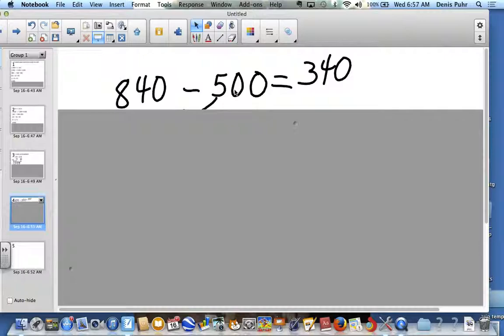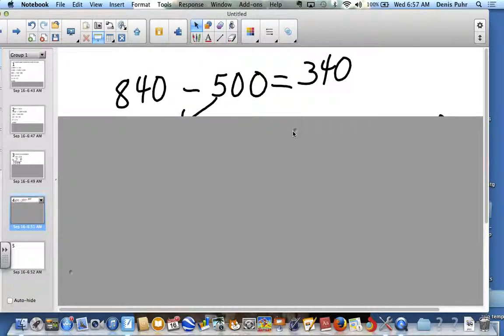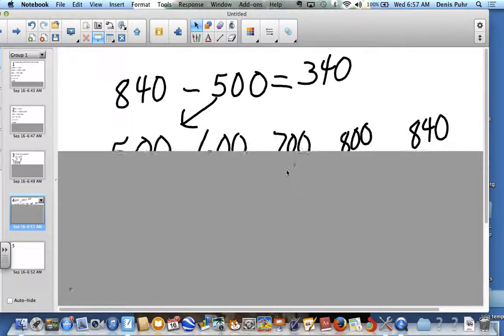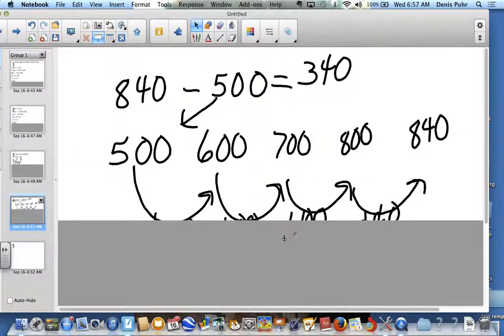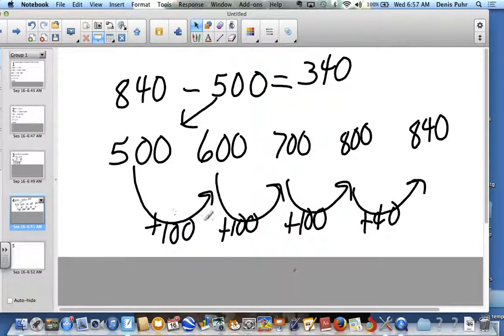Welcome back. Did you start with the 500 and count on to get 840? Make sure to show your work. Again, we started with the 500, and here we can count by hundreds. 500 to 600, 600 to 700, 700 to 800, and then we had to go 800 to 840 because we didn't want to go past 840. And you showed your work below. 100, 200, 300 plus 40 is 340.